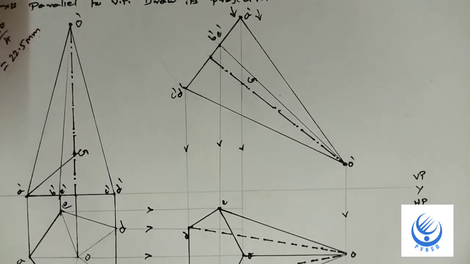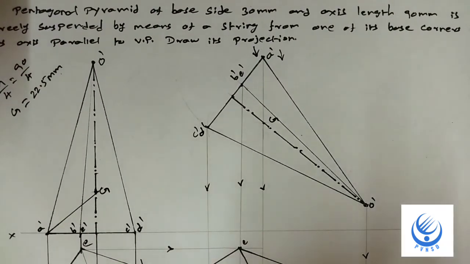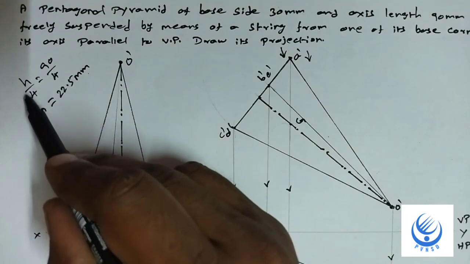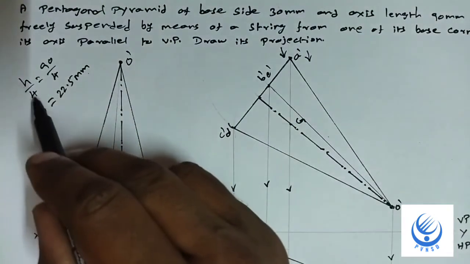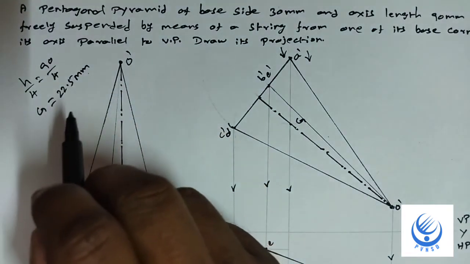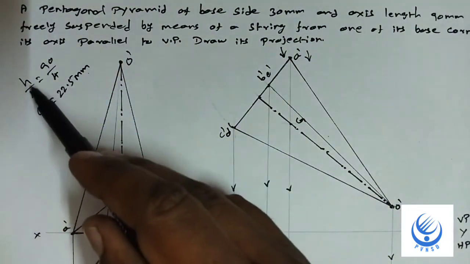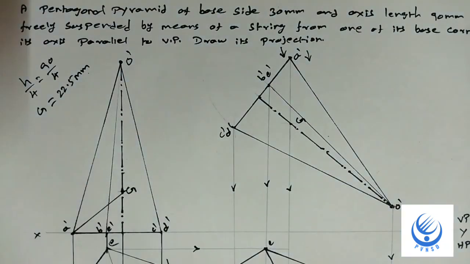Okay, this is the procedure for freely suspended. Okay, you will remember it. Freely suspended formula is H by 4 for pyramid only. H by 4 for pyramid, H by 2 for prism. Okay, now in this problem it is a pyramid, so you will use H/4, 90/4, you will get 22.5 mm.